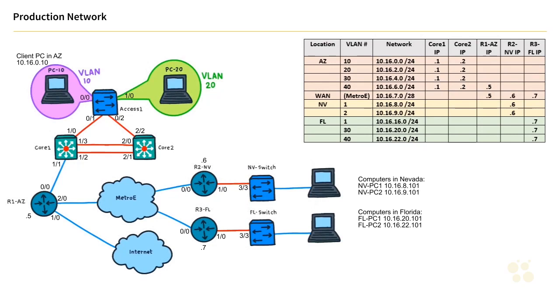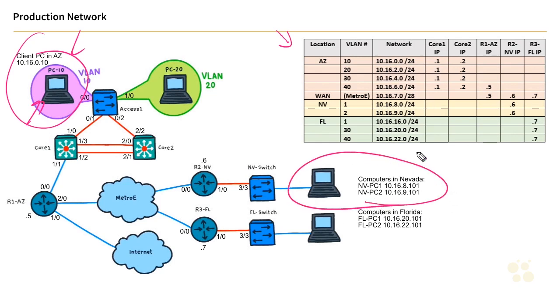Let's take a look at the topology. So here is the topology. It hasn't changed much. IP address information over here. Here's our Windows 10 computer up in VLAN 10. The problem being portrayed in this lab is that this PC cannot ping any of the computers here in Nevada, and our objective is to solve it.